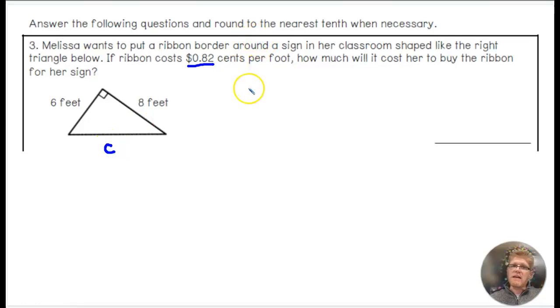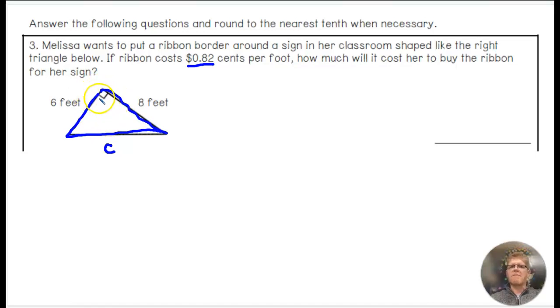But not only am I going to have to find c, she wants to know how much it's going to cost. And we know it costs 0.82 cents per foot. So for every foot as we travel around here, she's going to pay 0.82 cents.